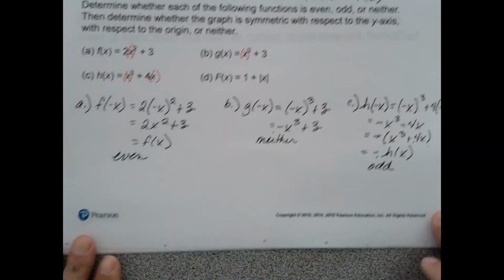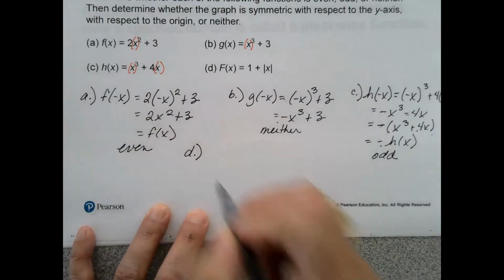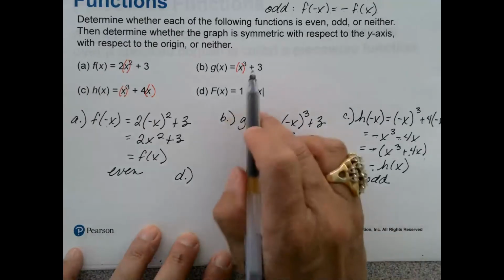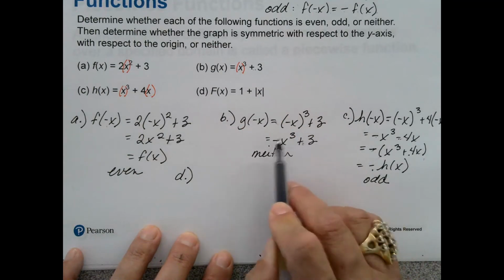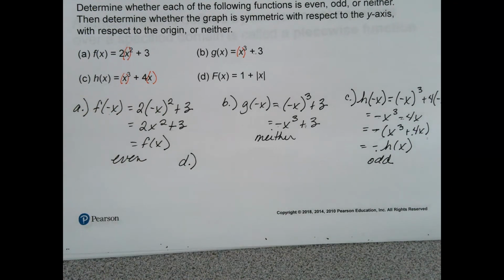We have one more to go, which is D. So if only one of the signs changes, that would mean it's neither. That's correct. Yes. So this sign right here didn't change, but that one did. If you have more than two values, and still only one doesn't change, it's still neither. Well, yeah, it's neither in that case, for sure.